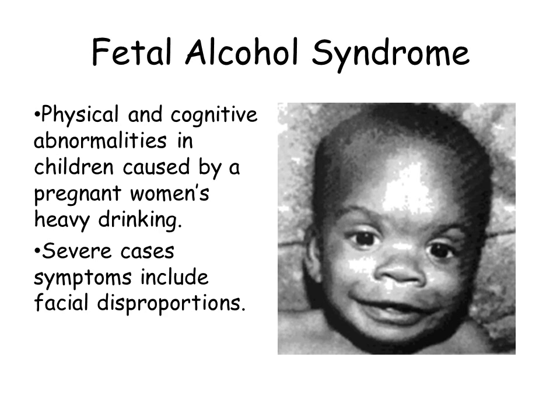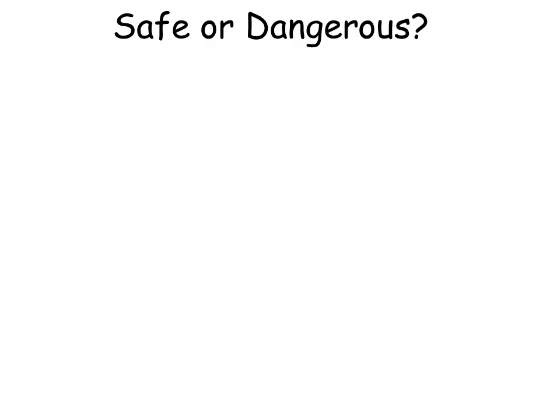It's heavy drinking. Severe cases, the symptoms include facial disproportions, and you can see this, that broad nasal, the short flat nose, the thin upper lip, the flattened cheeks. So you can see that in this little boy. So let me show you some of the things that are teratogens that we don't often think about.